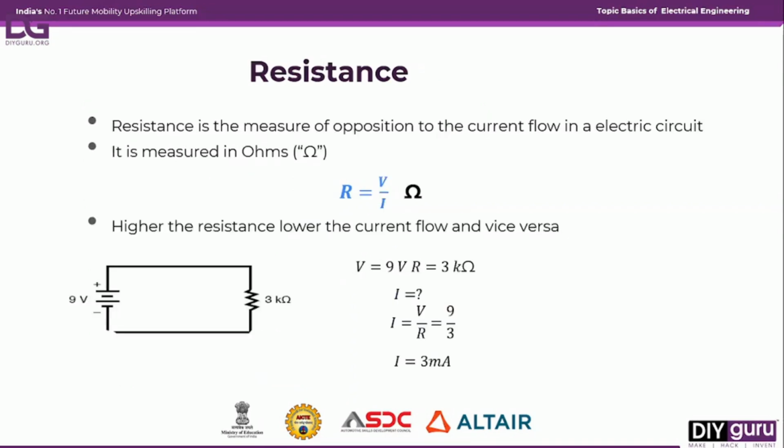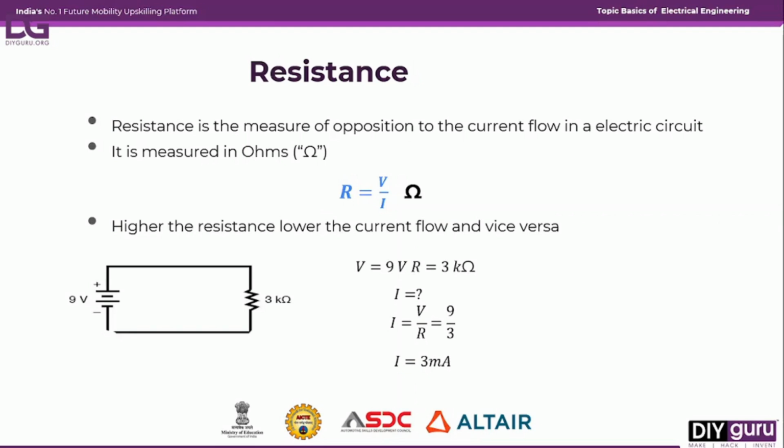Now we'll go for the resistance. So resistance is nothing but, if you take any material or any metal, every metal has some resistance. So the resistance is the measure of opposition to the current flow in an electrical circuit. Means the amount of opposition offered in an electrical circuit, we call it the resistance. It is measured in ohms.